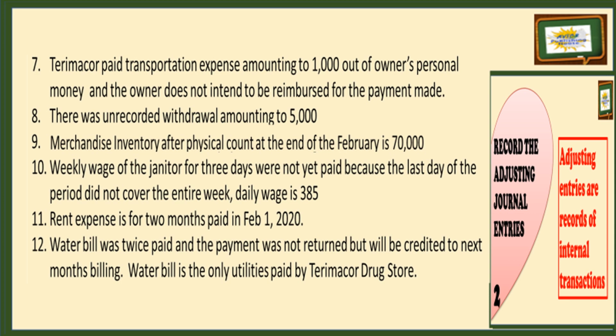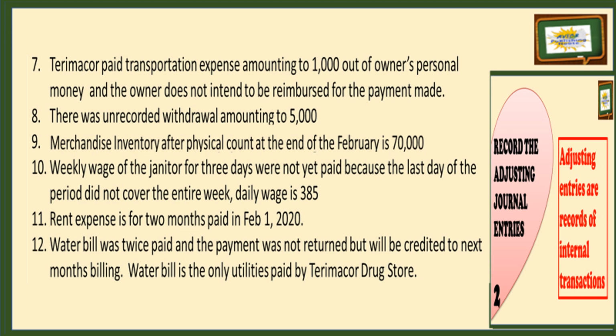Weekly wage of the janitor for 3 days were not yet paid because the last day of the period did not cover the entire week. Daily wage is 385. Rent expense is for 2 months, paid in February 1, 2020. Water bill was twice paid, and the payment was not returned but will be credited to next month's bill. Water bill is the only utilities paid by Terimacor Drugstore.